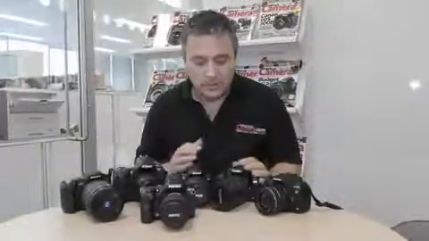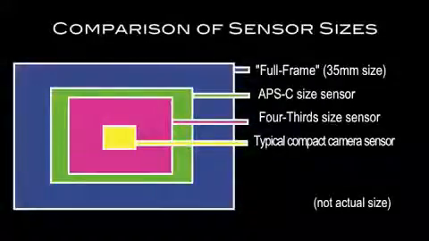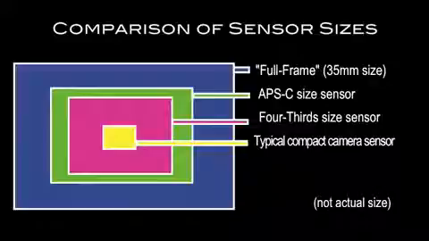The most popular sensor size, used by most Nikon and Canon and Pentax and Sony cameras, is what is referred to as APS-C sized, or in Nikon's case DX size sensors. This sensor is smaller than the 35mm format but slightly larger than the 4/3 format, and it is a 3:2 aspect ratio, which is the same proportions as 35mm.